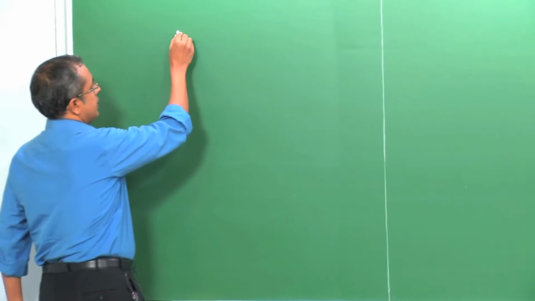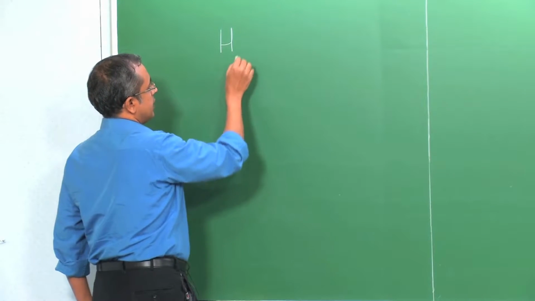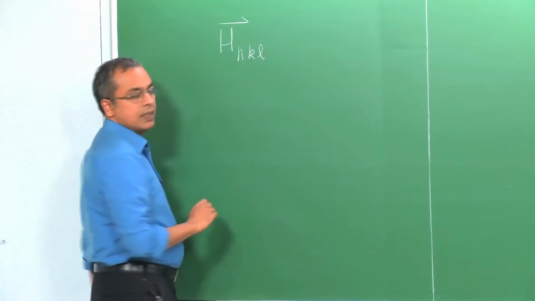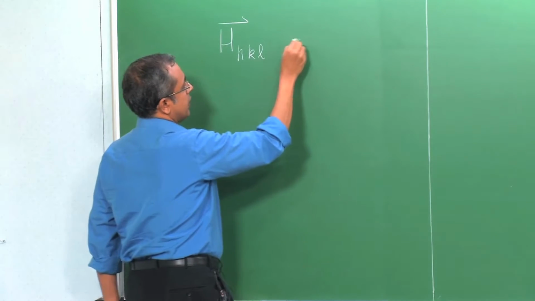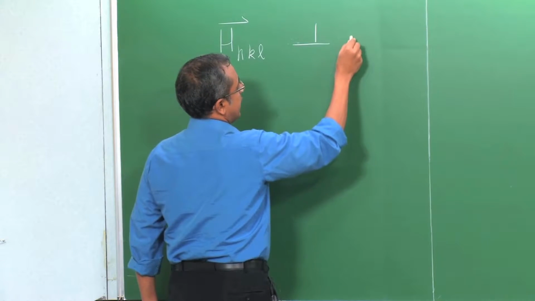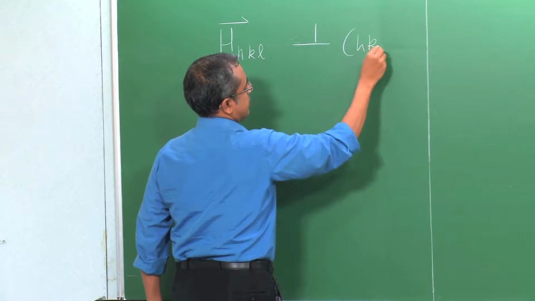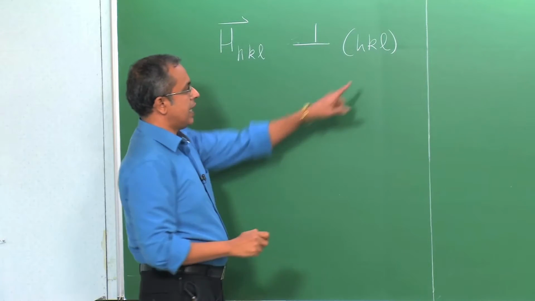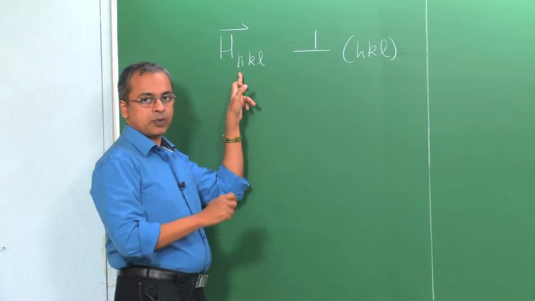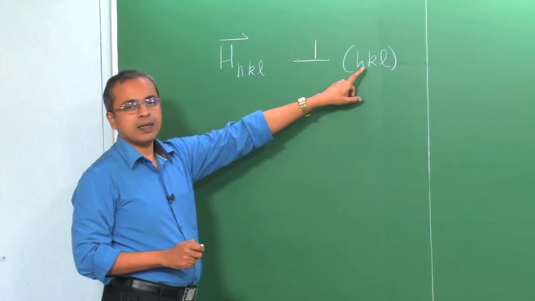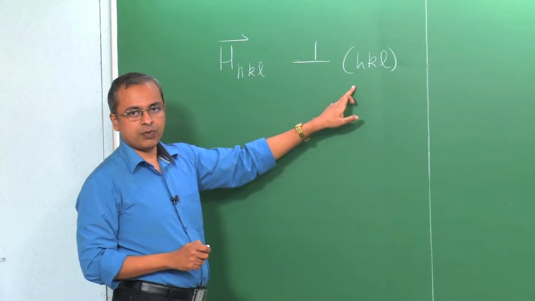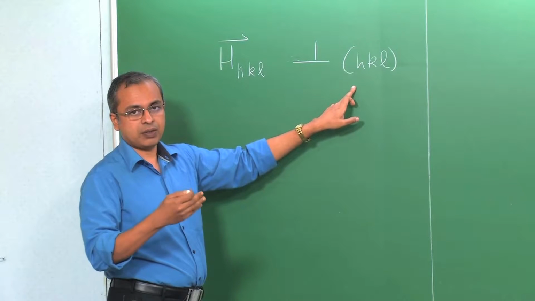We said that the reciprocal lattice vector is designated as HKL and that this is perpendicular to the plane HKL. So, in real space you have the plane HKL, the reciprocal lattice vector, which is a vector in reciprocal space, is perpendicular to the plane in the real space. Okay. So, this is one rule that we derived.